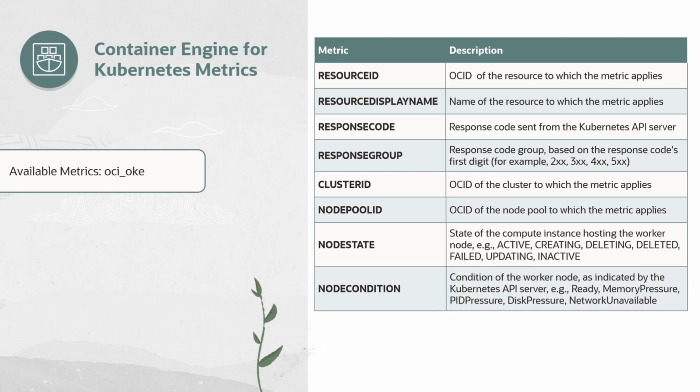Next up is node condition, revealing the condition of our worker nodes as perceived by the Kubernetes API server, whether it's ready, under memory pressure, or facing other challenges. This metric keeps us informed.